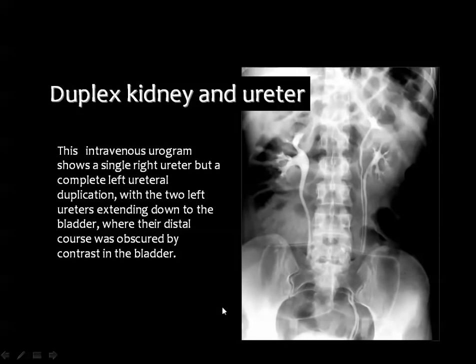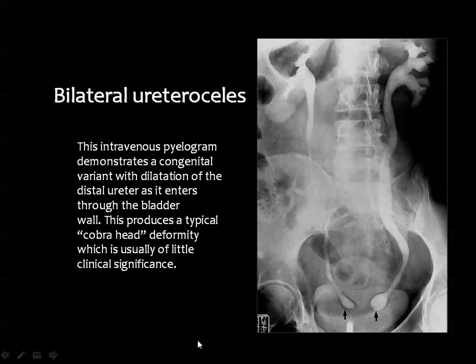Then the duplication of the pelvicalyceal system may be unilateral or bilateral, where you can see here on this left side duplicated pelvicalyceal system and duplicated ureter along its whole course until it enters the urinary bladder, with normal appearance of the right collecting system and the ureter.